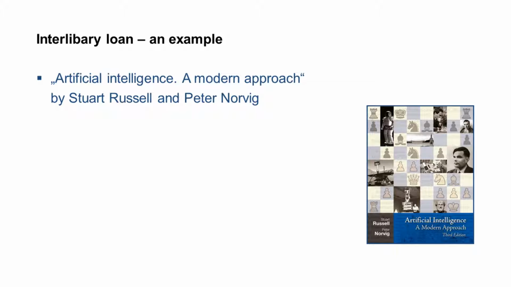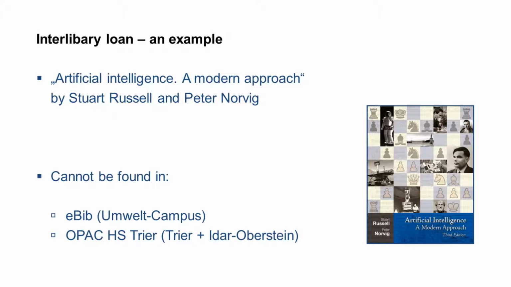Let's look at an example. Assume you want to study the book Artificial Intelligence, a Modern Approach by Stuart Russell and Peter Norvig. Your research in the online catalogs of the Trier University of Applied Sciences failed. The book is not available in a printed or in an electronic form. What can you do in such a case?